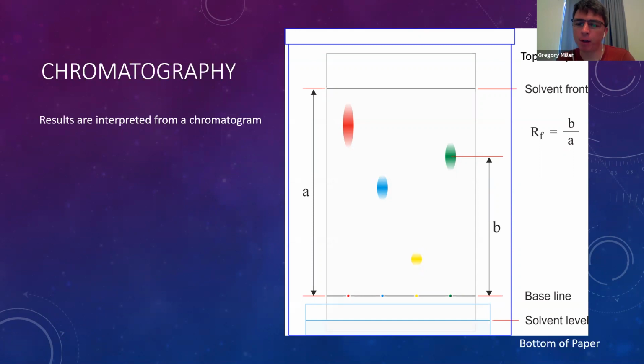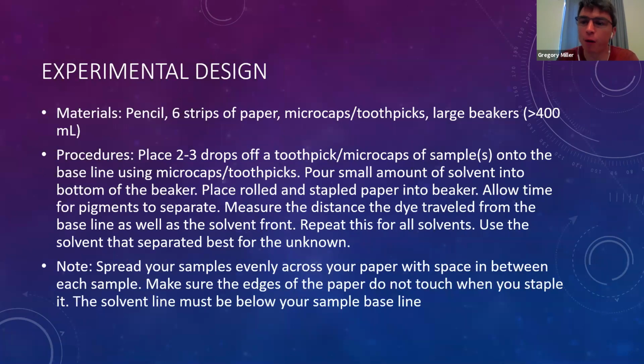So for example here, if we look at the green, the distance from the baseline up to the most concentrated part of that dye is labeled as B. That would be the distance traveled by the dye. The solvent front would be wet along where that black line is, up at the top, and that would be as far as your solvent made it. So you'd measure from baseline to there to get your two values for your RF calculation. So that's all the experiment is.